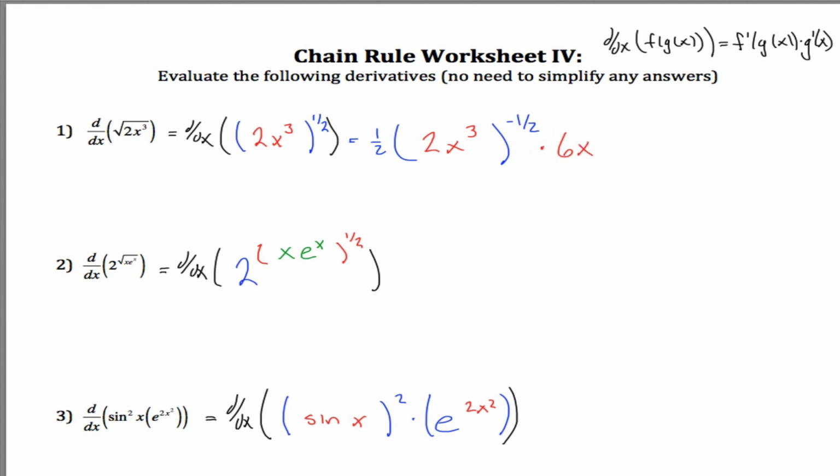You could rewrite this if you were the type that liked rewriting things. You could say this is, 6x divided by 2 square root of 2x cubed, something like that. You could even cancel these out and say that this is 3x over the square root of 2x cubed. Lots of different ways you can rewrite this, but I'm not even going to bother actually. I'm going to erase those, because I kind of like the answer left like this.